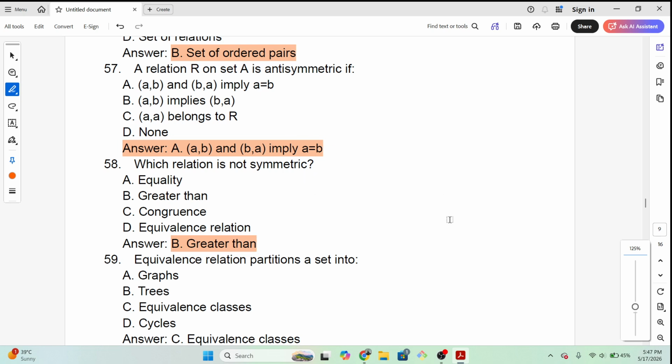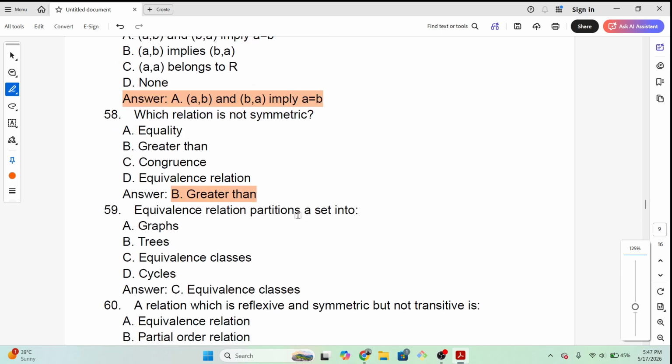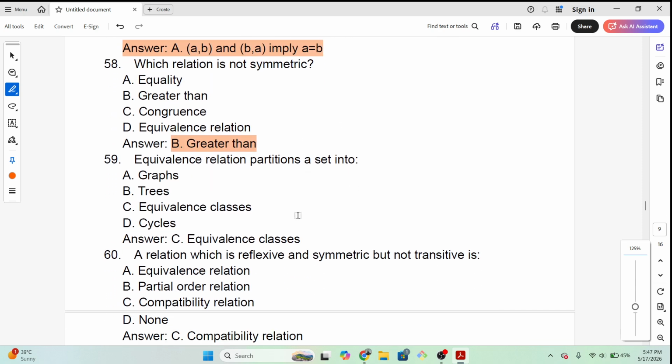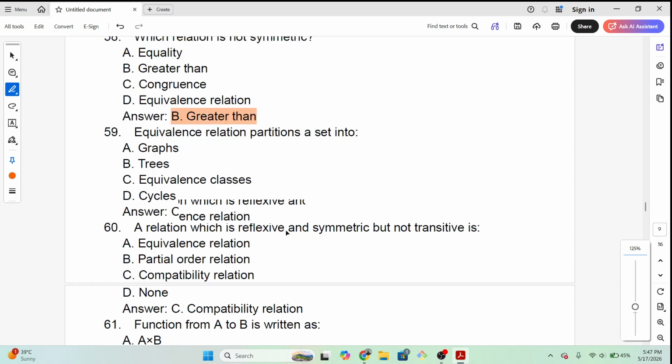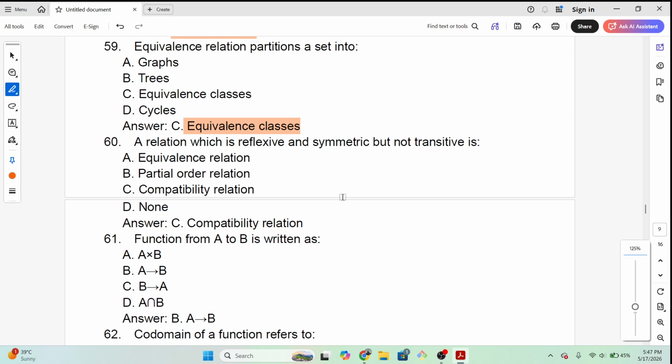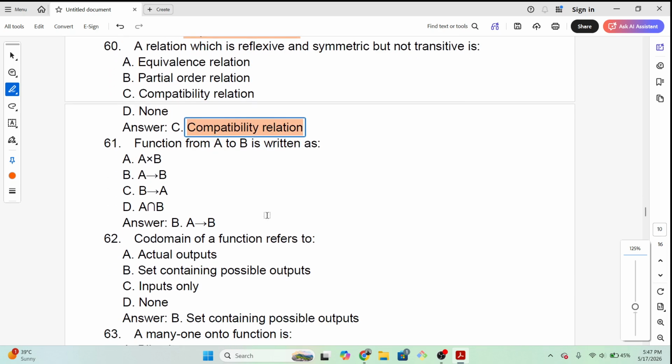Not symmetric, right? If A is greater than B, then B is not greater than A, right? So yeah, this one. Equivalence relations partition a set into equivalence classes. A relation which is reflexive and symmetric but not transitive is called a compatibility relation.